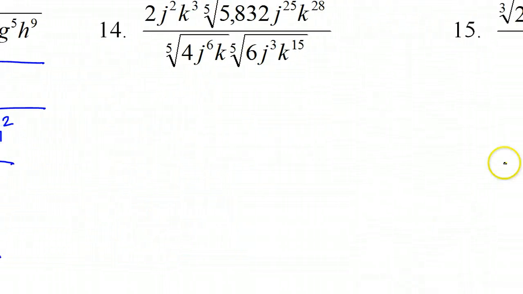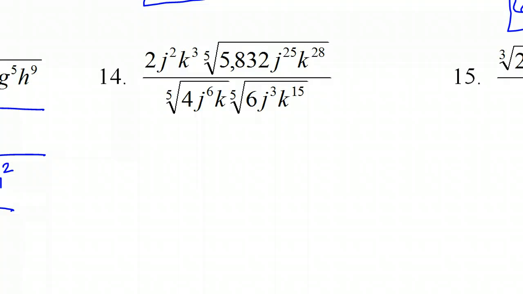All right, number 14. Fifth root, fifth root, fifth root. Let's go ahead and do this multiplication. So, looking at just this part, I'm going to have the fifth root. 4 times 6 is 24.